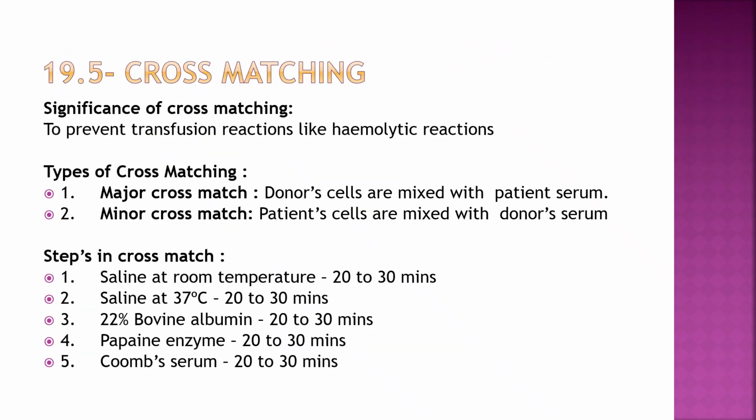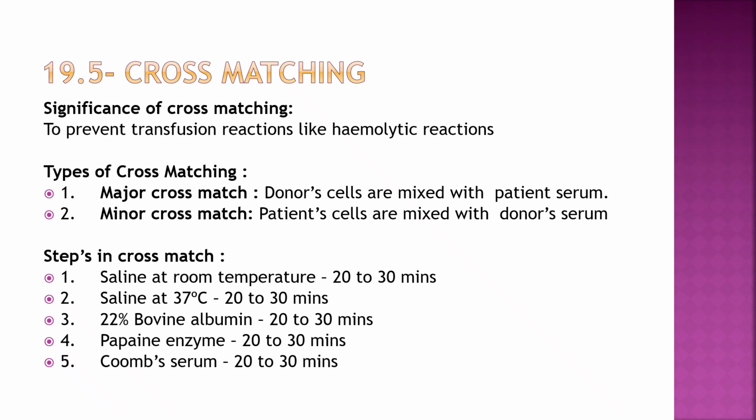The significance of cross matching is to prevent transfusion reactions, like hemolytic reactions, which occur because of mismatched blood transfusion. There are two types of cross matching, major and minor. In the major cross match, donor cells are mixed with patient serum, so the donor's antigen reacts with the patient's antibody. In the minor cross match, patient cells are mixed with donor serum, which means the patient's antigen will react with the donor's antibody.